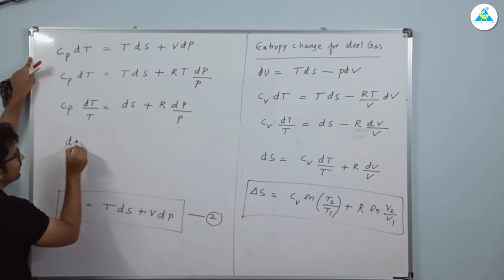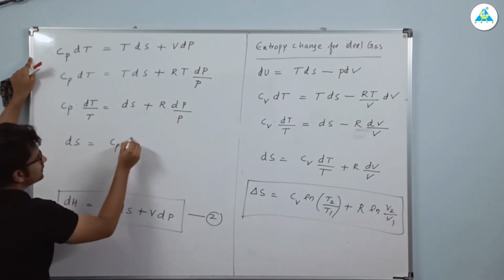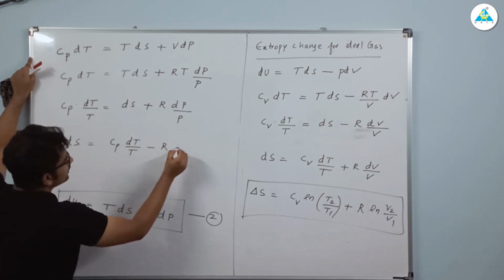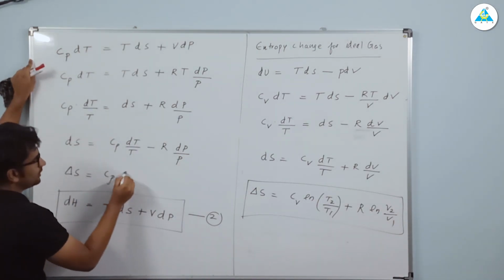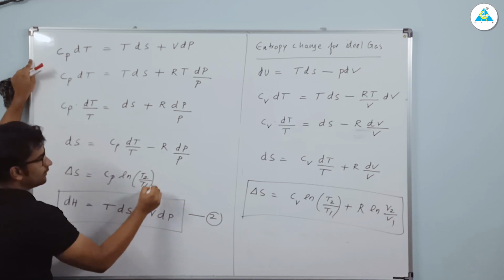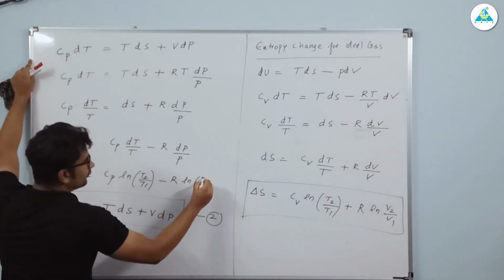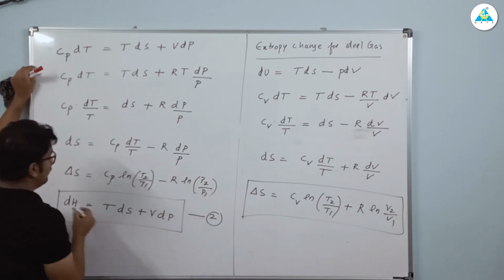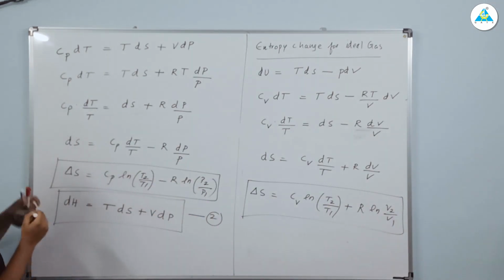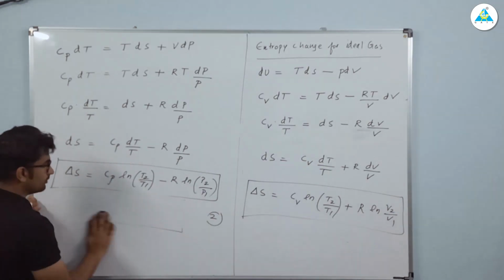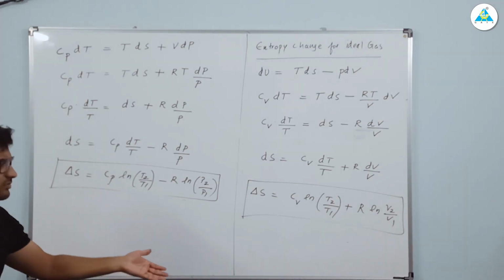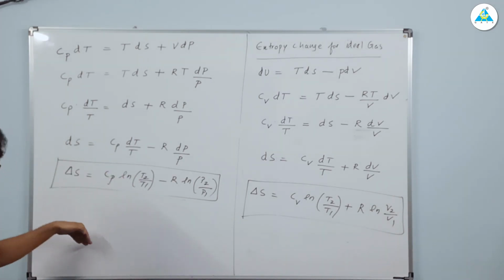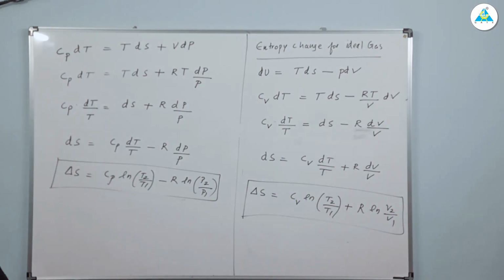So dS is equal to what? Cp into dT by T minus R into dP by P. So find the value of delta S after integration: Cp into ln of T2 by T1 minus R into ln of P2 by P1. So this is the second equation you need to remember. By using P1 V1 by T1 equal to P2 V2 by T2, you can get an equation in terms of volume. You may have a third equation as well. Do that also. So these are the things you need to remember.